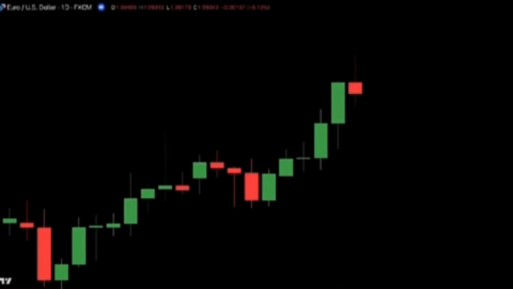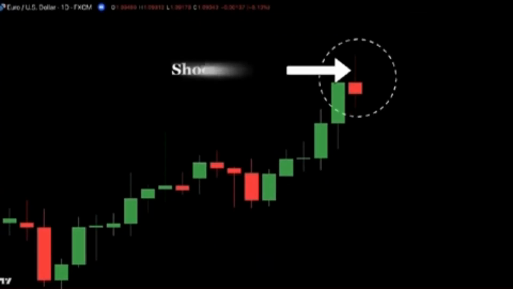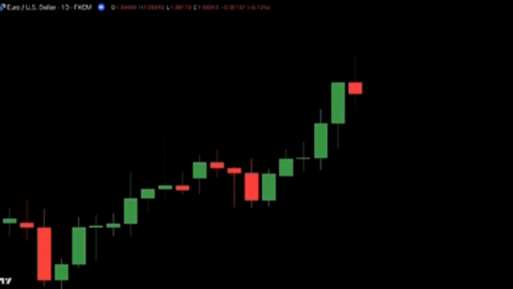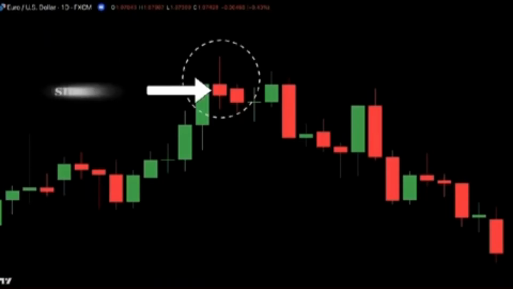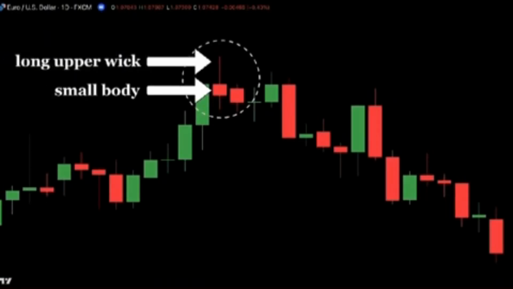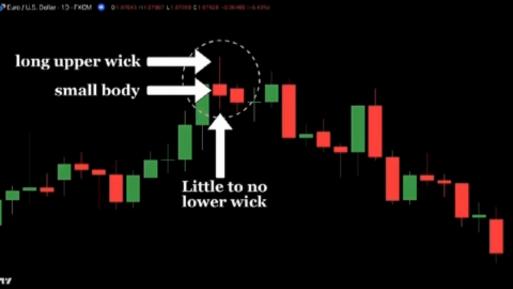Just like the hammer signals a potential reversal to the upside, the shooting star does the opposite. It warns that a downward move could be coming. It's a bearish reversal pattern that appears after an uptrend and signals that buyers may be losing control. So how do you recognize a shooting star? A small body near the bottom, a long upper wick, at least twice the size of the body, and little to no lower wick. This tells us that buyers tried to push the price higher, but sellers took over and forced it back down, closing near the low. That's a strong sign of selling pressure.